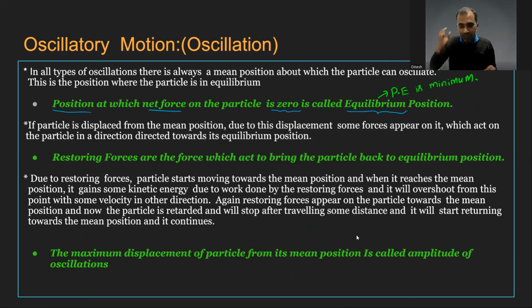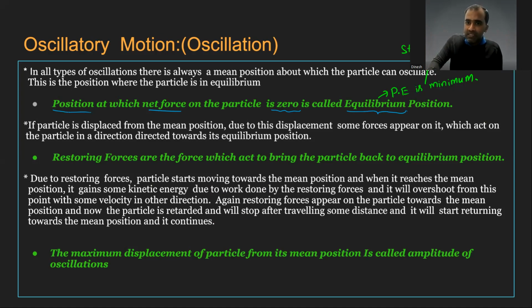And in any system, the system always tries to go back to equilibrium position, or the system always tries to go back to the state of minimum potential energy. Always the system tries to arrange itself in such a manner that its potential energy is minimum. Because the state of minimum potential energy is a stable case. When potential energy is minimum, we call it a stable equilibrium.